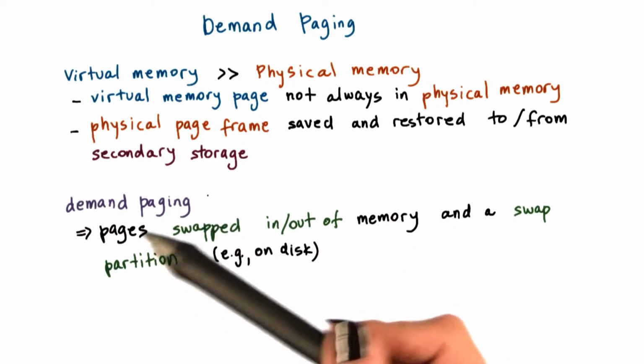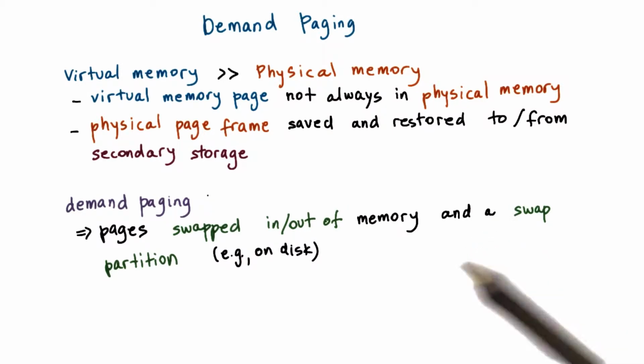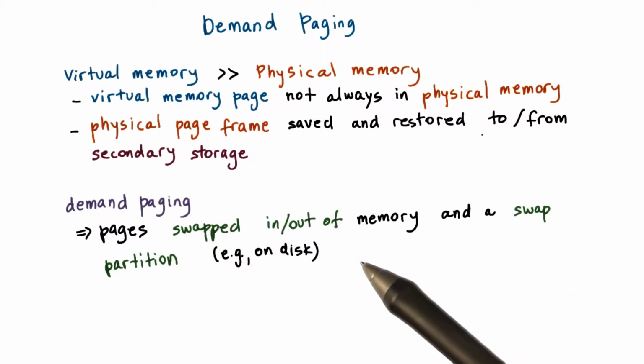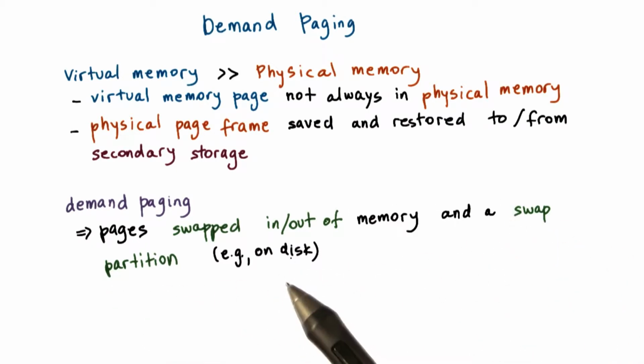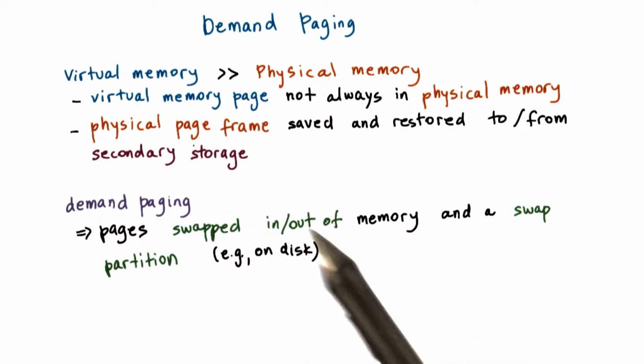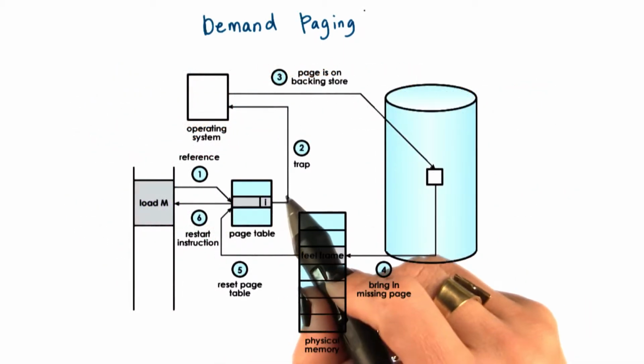Traditionally, with demand paging, pages are moved between main memory and a storage device such as disk, where a swap partition resides. In addition to disk, the swap partition can be on another type of storage medium, like a flash device, or it could even sit in the memory of another node. Let's see how paging works.